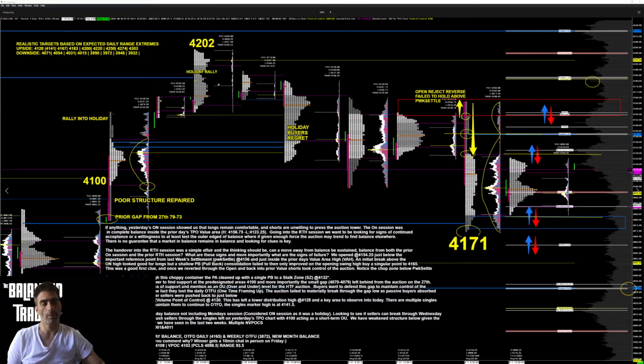This is an area we've traded on the holiday rally, and that area hasn't been traded in the full session yet. Okay, so that's basically it for today. I'm going to leave it.